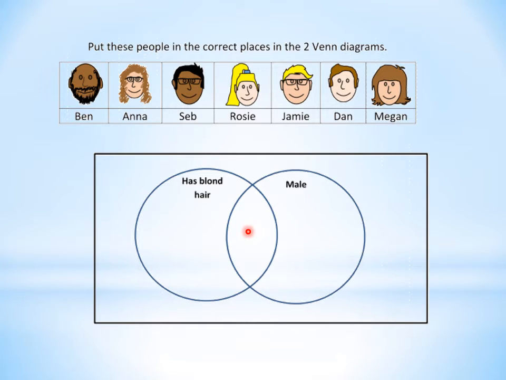Okay, let's start filling this common part. What shall I put here? I will put here males, means boys that have blonde hair. Blonde hair is yellow hair. Look at the pictures. Do you see a boy that has blonde hair? Yes, we see Jamie. Jamie is a boy, is a male, and he has blonde hair. So Jamie goes here in this common overlapping part.